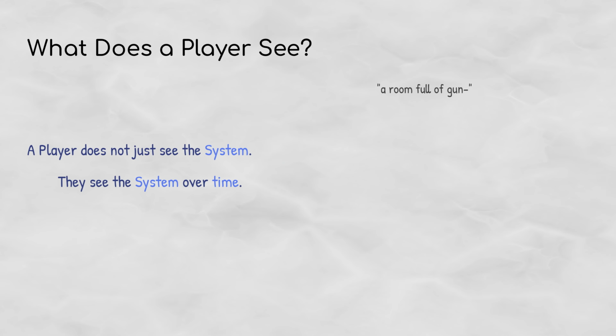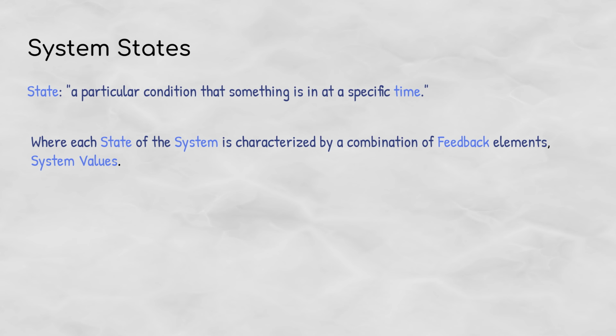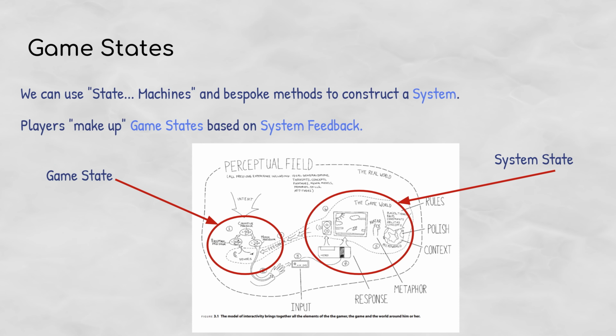I would ask, well, what does the player see? A player does not just see the system, they see the system over time. We can use a state perspective to understand this, a state being defined as a particular condition that something is in at a specific time, where each state of the system is characterized by a combination of feedback elements and system values. We use state machines and bespoke methods to construct a system.